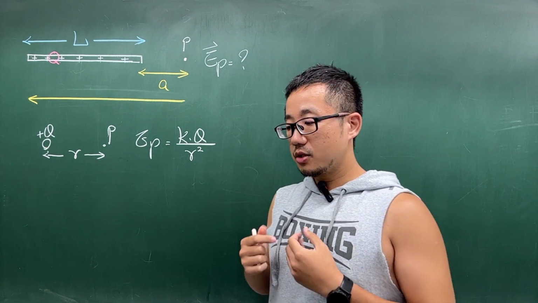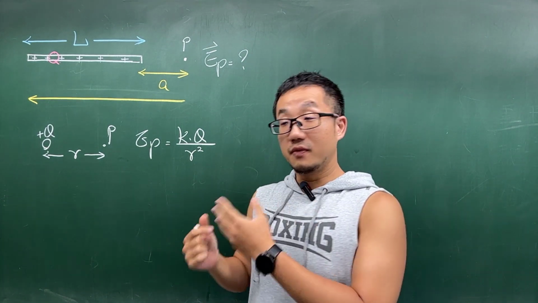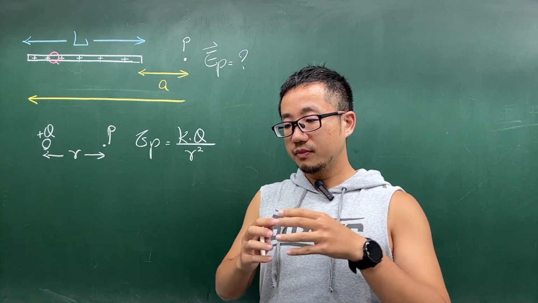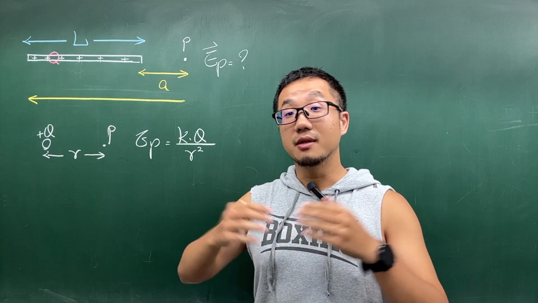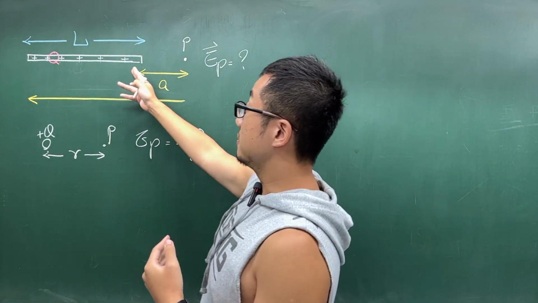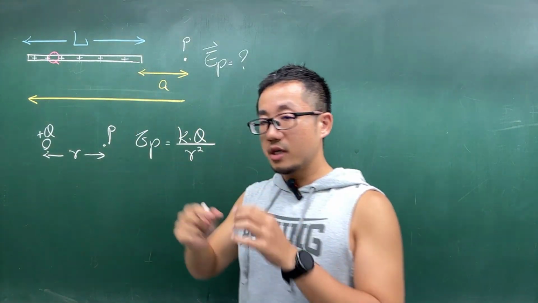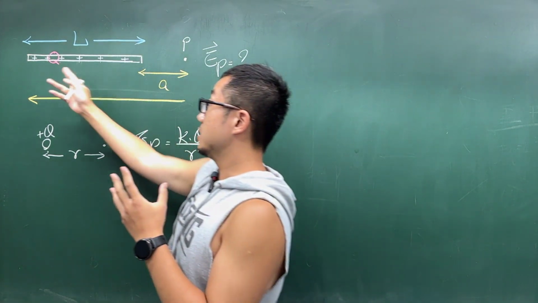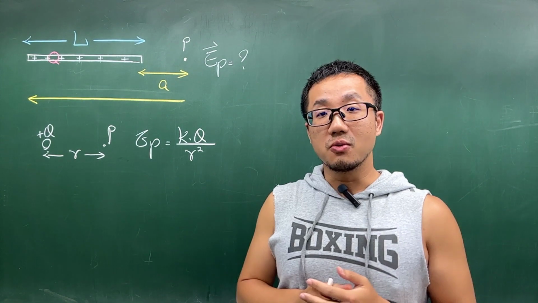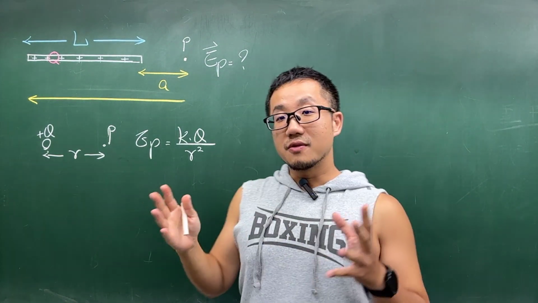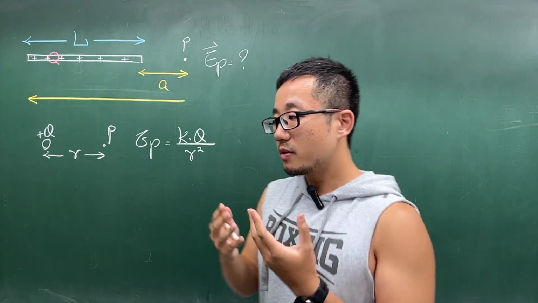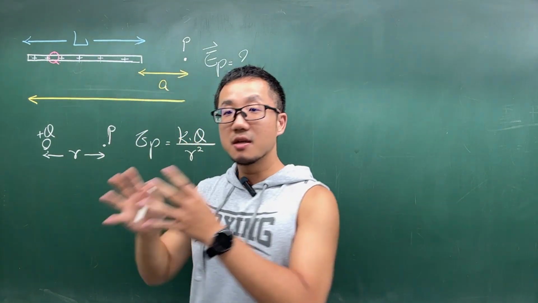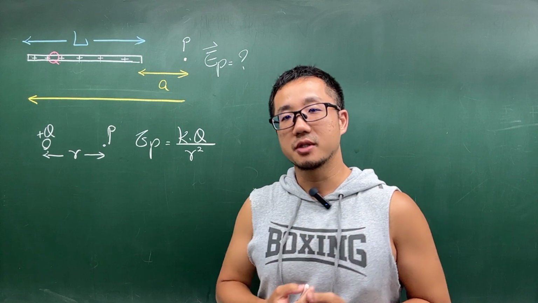But I want to enhance the level of the electric field problem. So let's imagine there's a line charge, like this. They are arranged in a line, uniformly, and the total charge is denoted as Q, and the total length is L. So what would be the electric field at point P contributed by this line charge? This is what we are going to talk about.